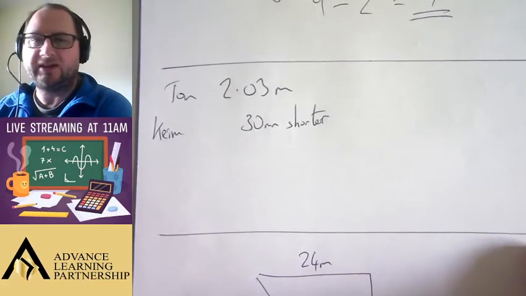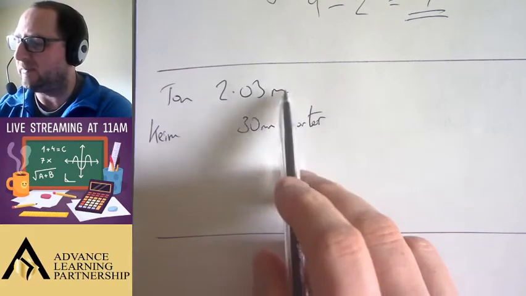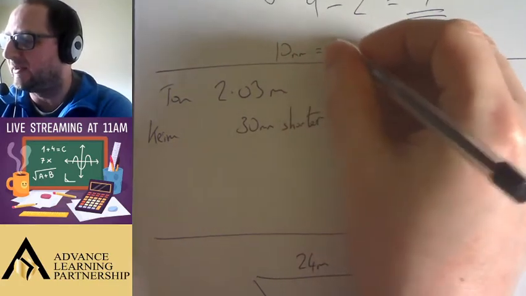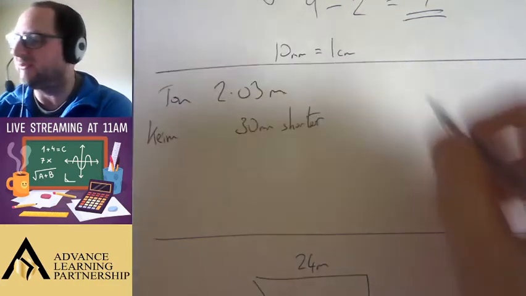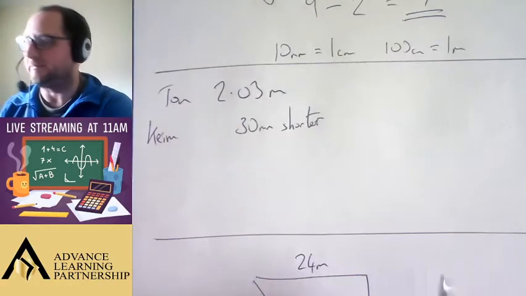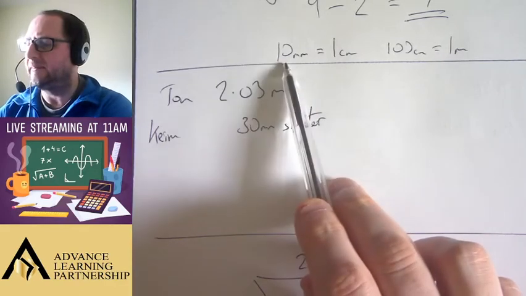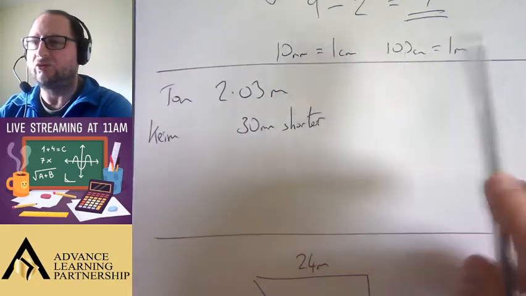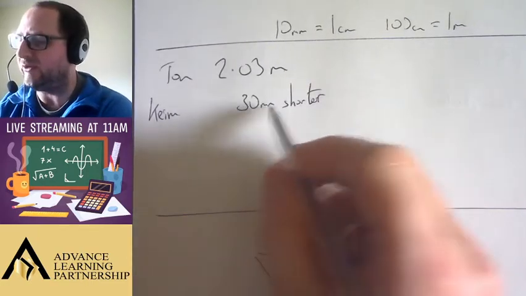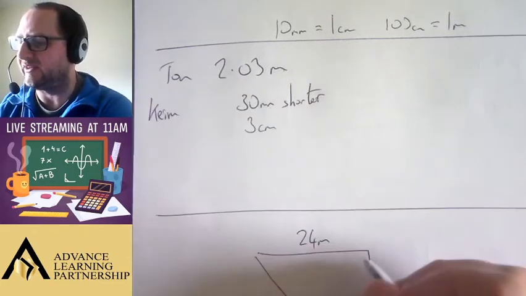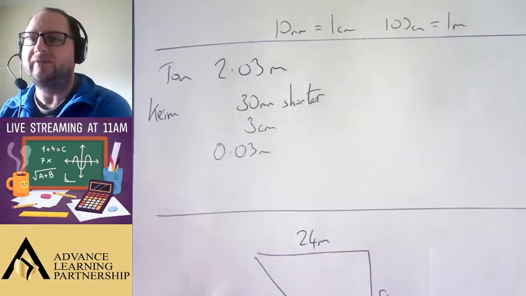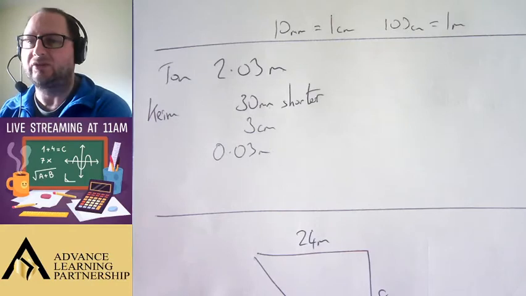Looking at Tom and Kira's heights, and this time I gave you meters and millimeters, and I was wanting you to convert from millimeters into centimeters first, and then centimeters into meters. So 10 millimeters in a centimeter and 100 centimeters in a meter. So let's go through them first of all. So 30 millimeters would actually be 3 centimeters, which would be 0.3 meters.